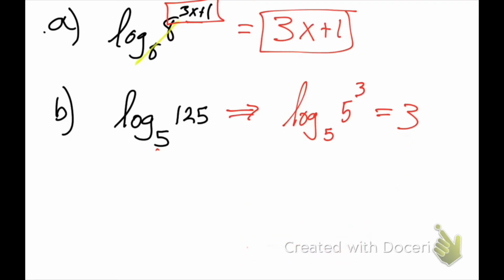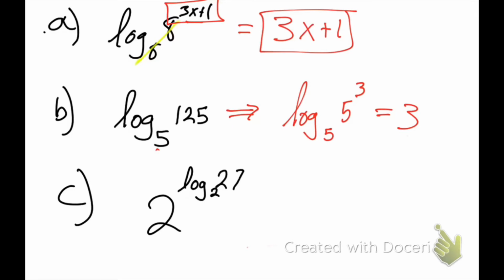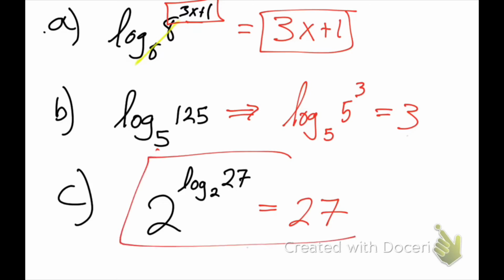Let's do one more. Example C. 2 raised to the power of log base 2 of 27. Here are the repeating numbers, 2 and 2, those cancel out, and I'm left with 27. So that's what this will be equal to. All that gets canceled, I'm left with 27. And that's what happens when you see the repeating numbers here.